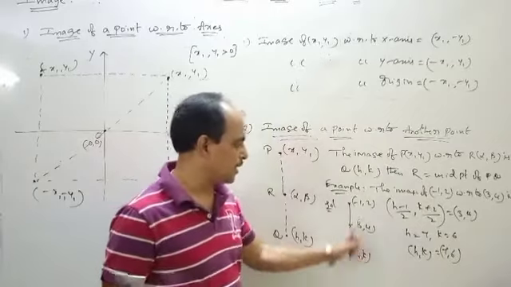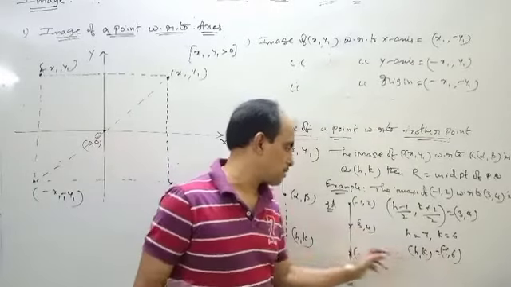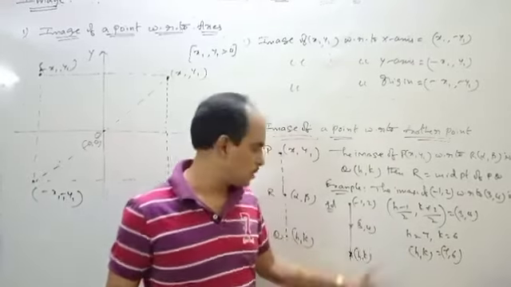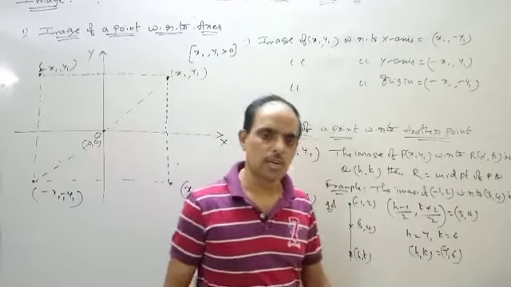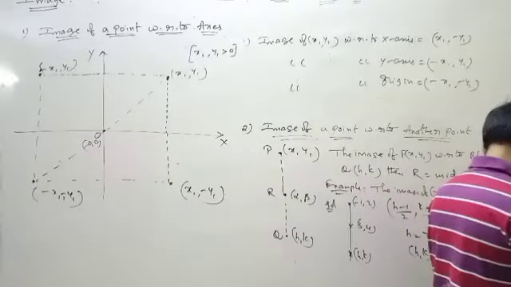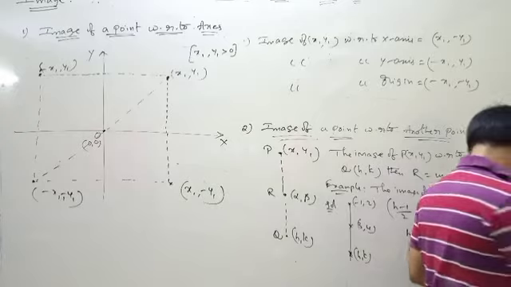If not, you find the midpoint: (-1 plus 7)/2, (2 plus 6)/2, that will be the solution. So we can verify our answer also. Okay, write it down or take a screenshot.